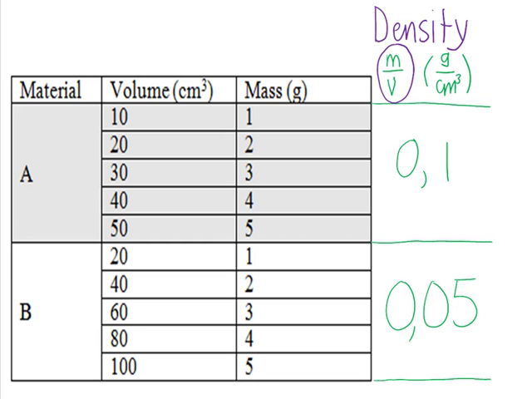From this data, we've seen that the ratio between mass and volume is constant for each material. Material A has a constant ratio of mass to volume of 1 gram per 10 centimeters cubed. In other words, 0.1 gram per centimeter cubed. B has a constant ratio of mass to volume of 1 gram per 20 centimeters cubed. In other words, 0.05 grams per centimeter cubed.